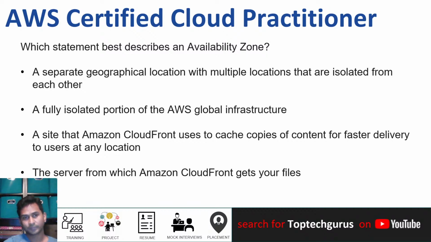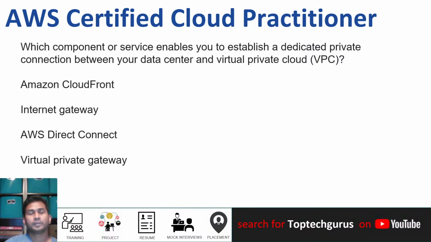So given that, it has to be option 2, because it talks about a fully isolated portion of AWS global infrastructure, while number 1 is actually a region, where it talks about a separate geographic location with multiple locations that are isolated from each other. So it has to be number 2. We'll go on to the next question.